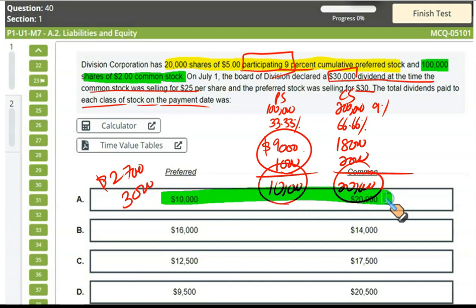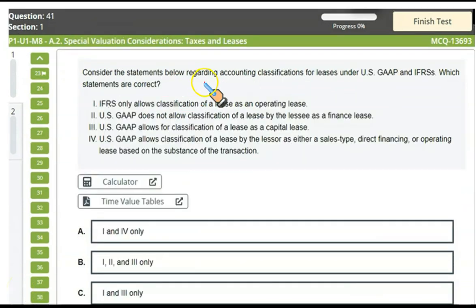There is no such question in any software, in Wiley or Hawk or Gleim, because we have never come across any question like this where we have to use the proportion of capital in the equity. Nonetheless, this is it.